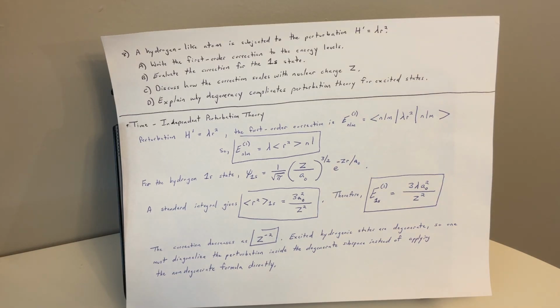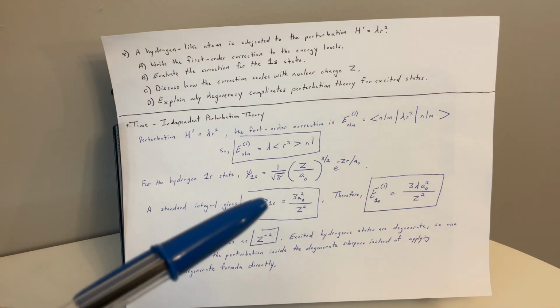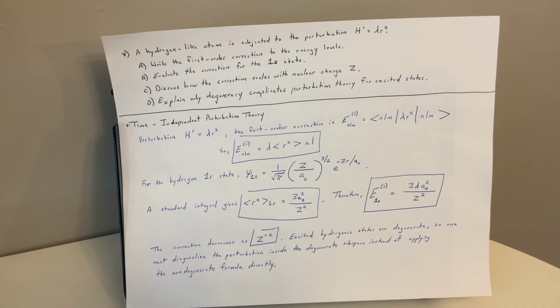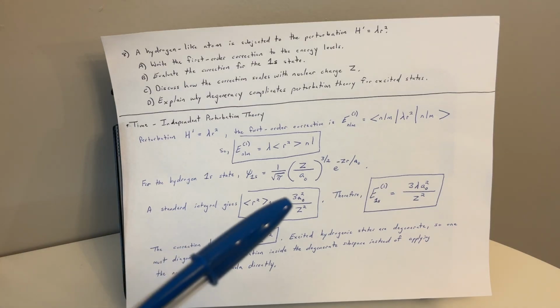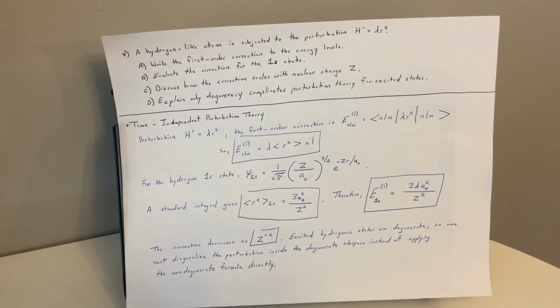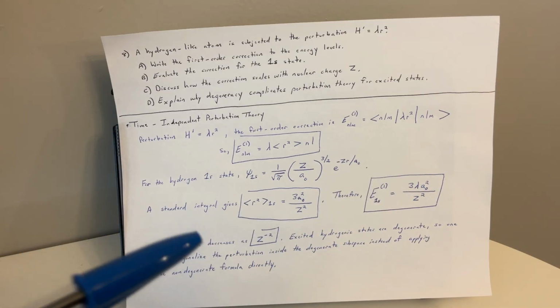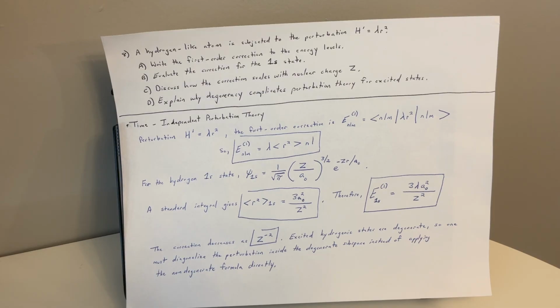So a standard integral is going to give this expectation value of r squared in one state equals 3 a naught squared over Z squared. Therefore, our E1s first order equals 3 lambda a naught squared over Z squared. The correction decreases as Z to the negative 2. Excited hydrogenic states are degenerate, so one must diagonalize the perturbation inside the degenerate subspace instead of applying the non-degenerate formula directly. Okay, so that's number 8.